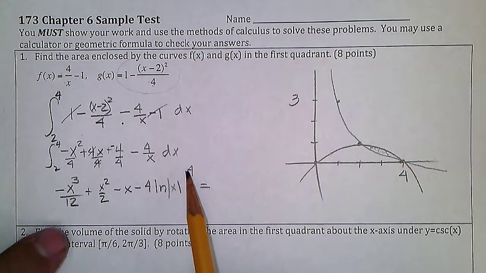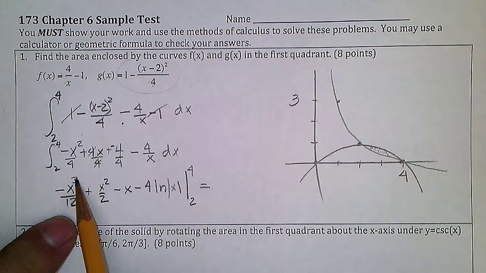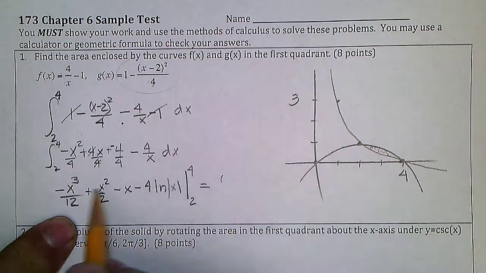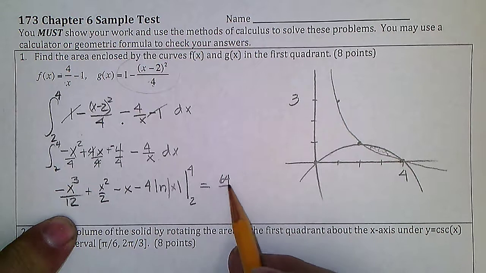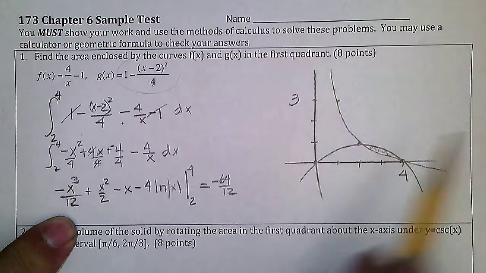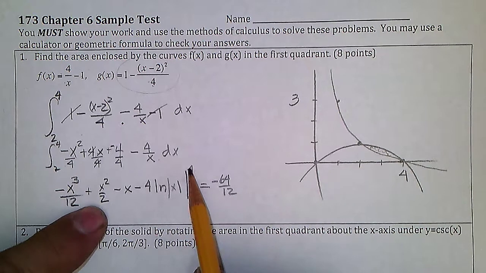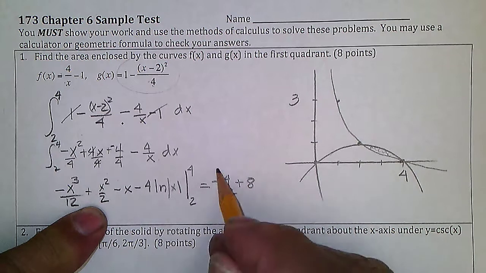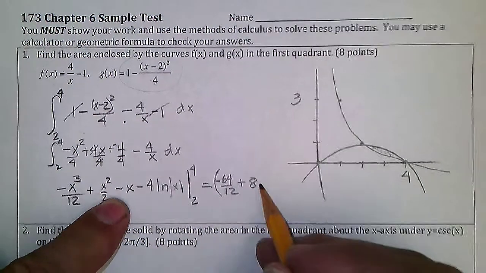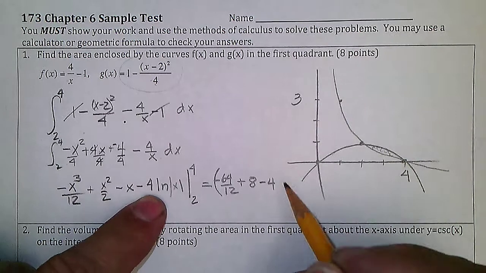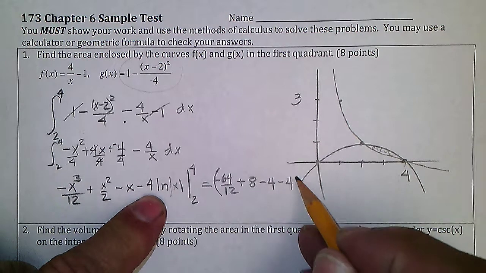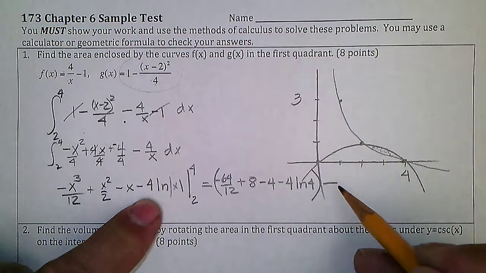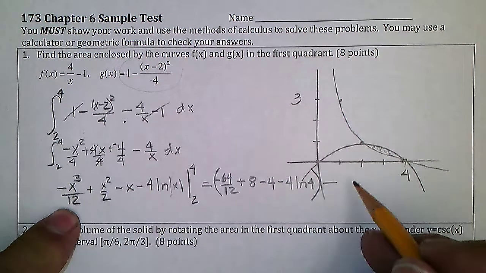So 4 cubed is 64 over 12, negative, and 16 over 2 is 8, and that would be minus 4, minus 4 ln of 4, minus 8 twelfths.